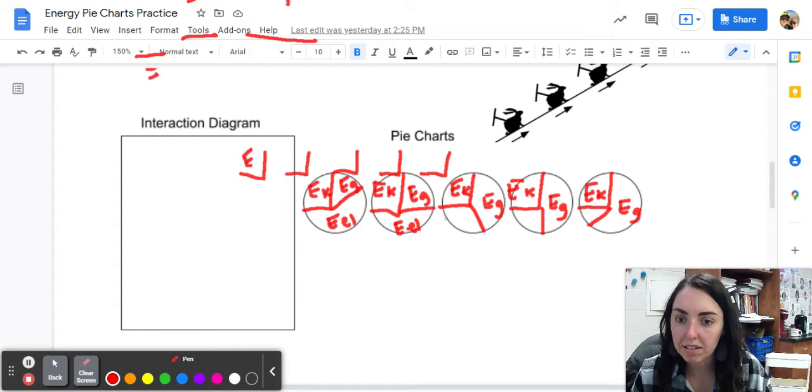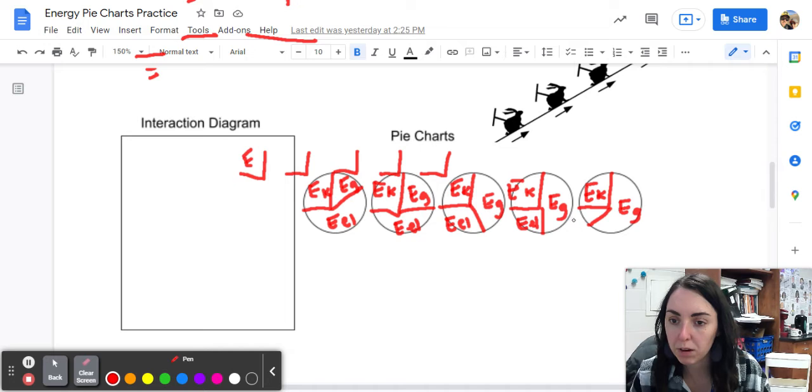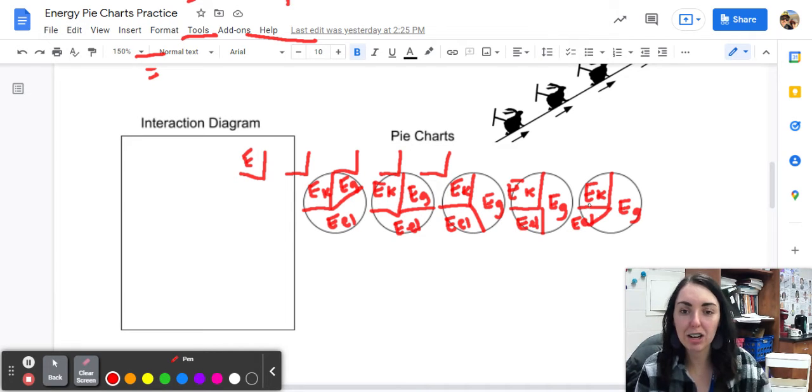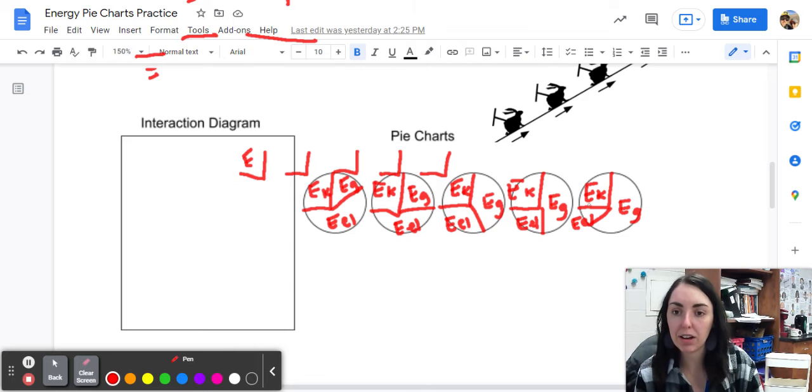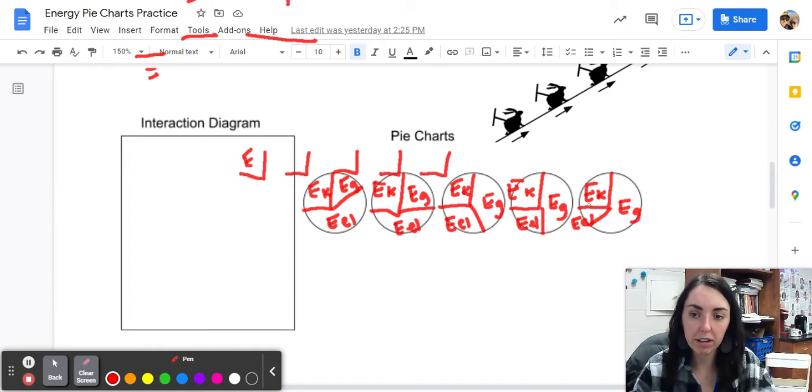And notice that the elastic energy is decreasing. That makes sense because the toy is coming unwound. So as the toy unwinds, the elastic energy decreases. You don't have that stretch inside there anymore. So the total energy stays the same, but it just transforms to different types.